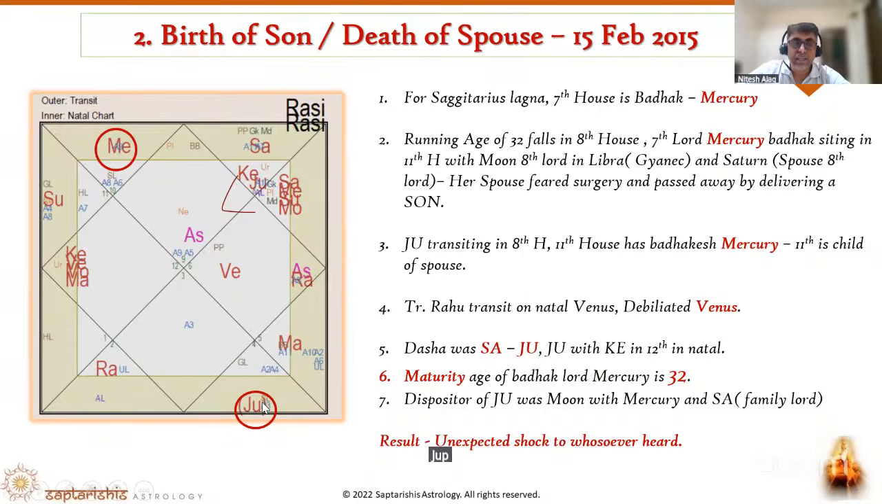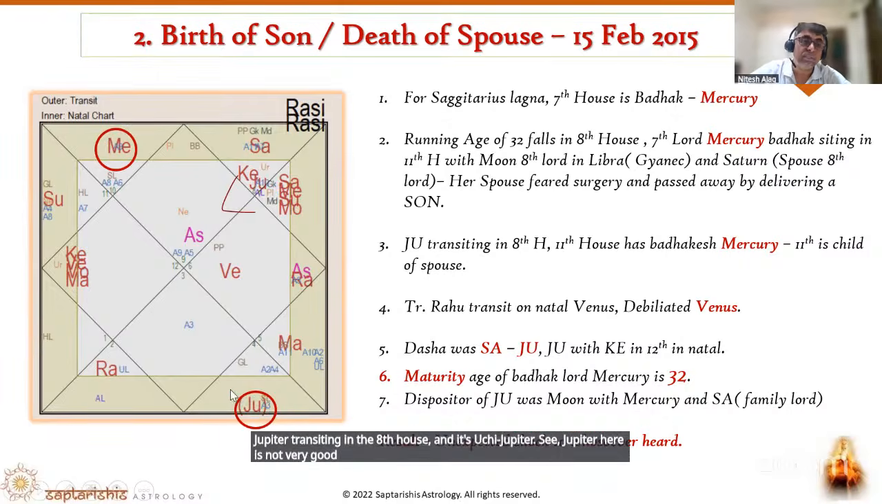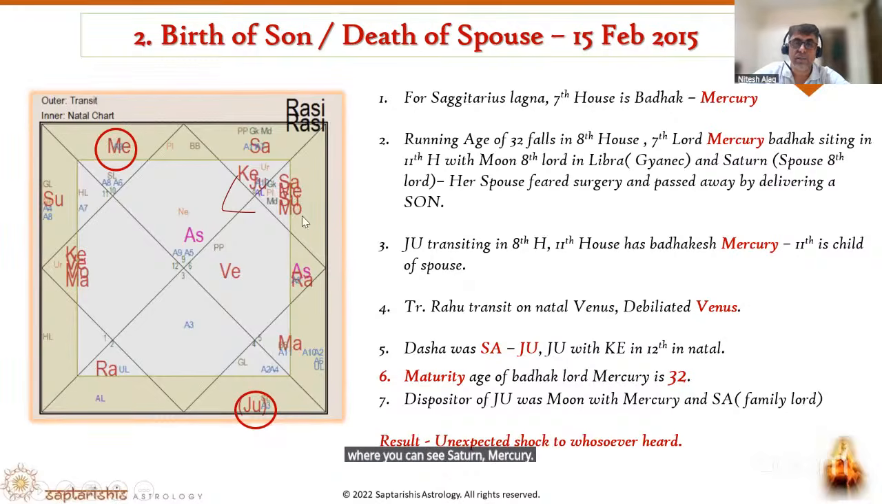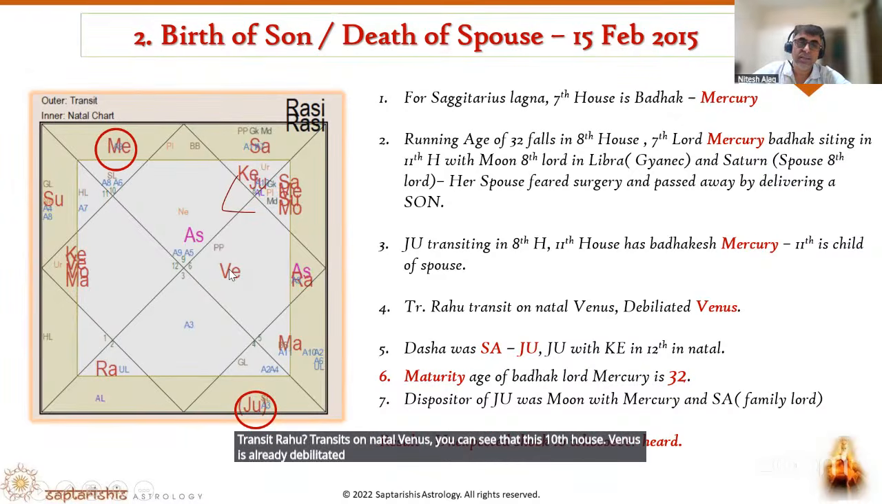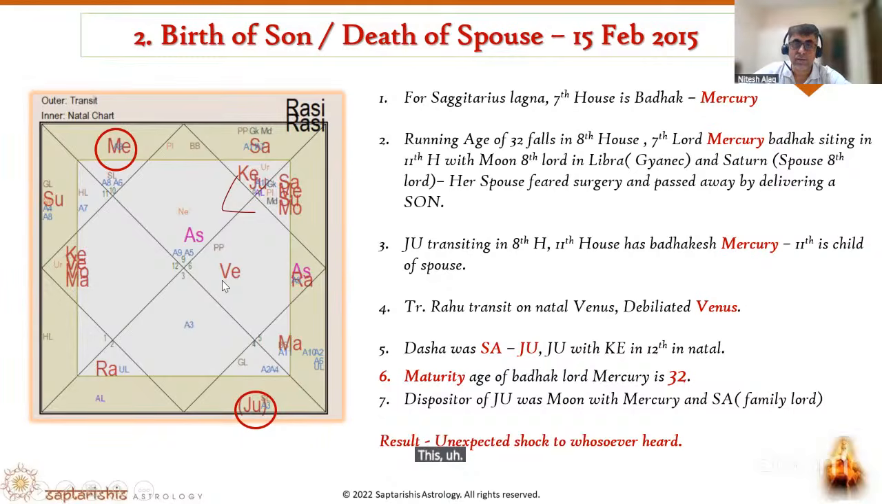Jupiter is transiting in the 8th house, and it's exalted Jupiter. See, Jupiter here is not very good because it's going into the 8th house. And the 11th house is Badhakesh Mercury; the 11th is the child of the spouse, where you can see Saturn, Mercury, Sun, and Moon. Transit Rahu transits on natal Venus. You can see this 10th house Venus is already debilitated. That's why this person lost his wife. And even if the second marriage is going on, it's not very good.